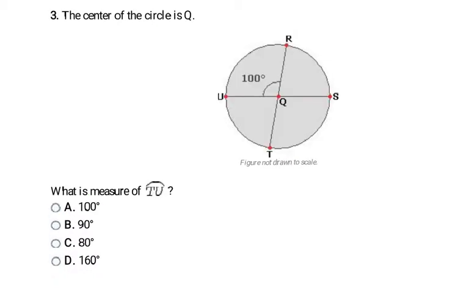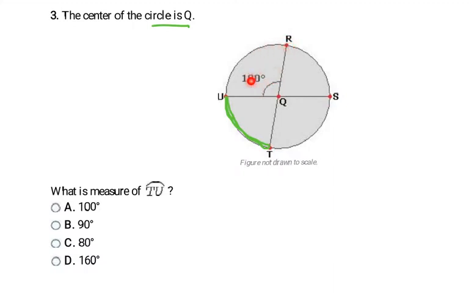The center of the circle is Q. So it wants to know what is the measure, and this curve symbol here means arc. So it wants to know what is the measure of arc TU. So it wants to know what is the measure of this piece right here. Well, I need to know a central or inscribed angle to be able to solve that. Here I have central angles.